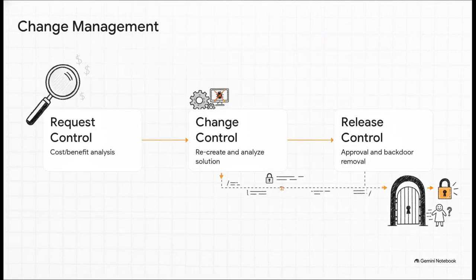Any updates after a failure, or honestly even just regular maintenance, absolutely must go through a strict change management process. Step 1, request control, prioritizes the task with a cost-benefit analysis. Then, change control allows developers to recreate and analyze a solution. But release control, that is the critical security gateway. You have to ensure that any code inserted as a programming aid during the change process, things like debugging code or backdoors, is completely removed before releasing that new software to production.